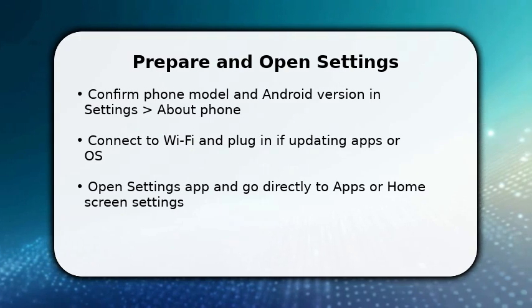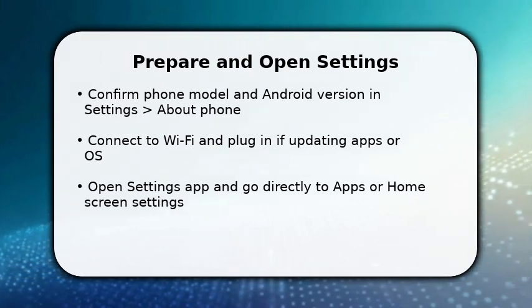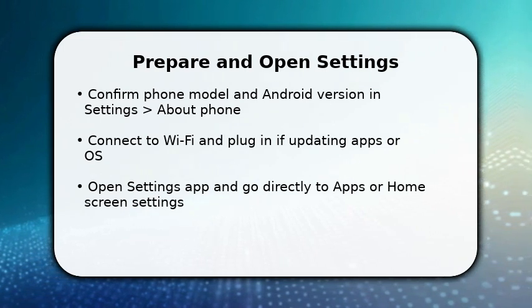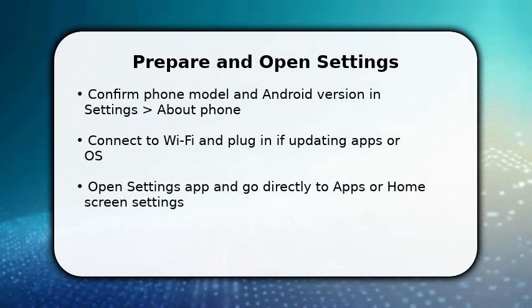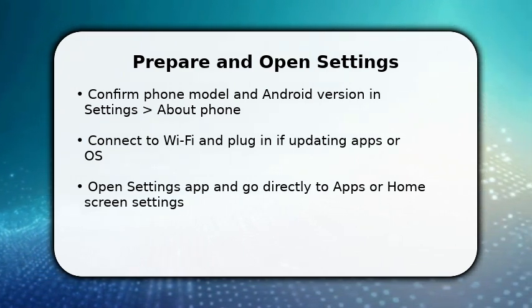You're starting right now? Check Settings, About Phone to know your model and Android version, because options vary. Once done, connect to Wi-Fi and make sure you have battery or power. Updates may be required. Now open Settings and go to Apps or Home Screen settings.